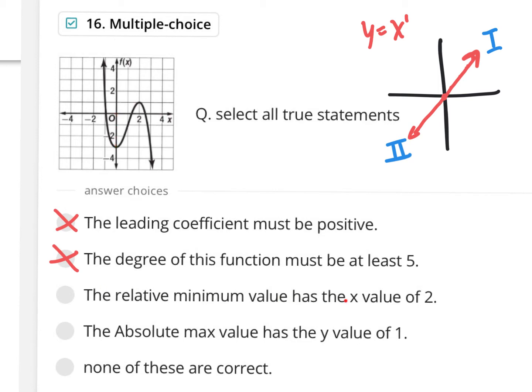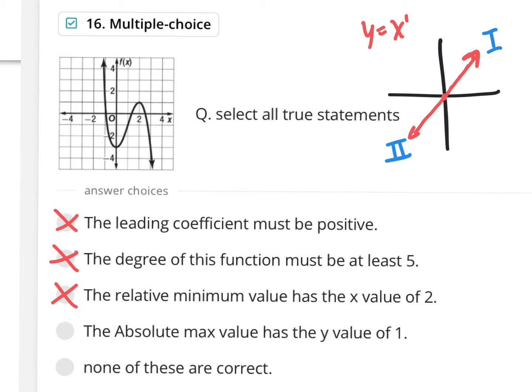The relative minimum has the x value of 2? No, this has the x value of 0. The coordinate right here is 0 on the x, -3 on the y. So 0, -3 is the coordinate. So if this would have said the relative minimum has the x value of 0, you would say true. But it's saying that this is the relative minimum. That's not true. That's the relative maximum. So that's not true either.